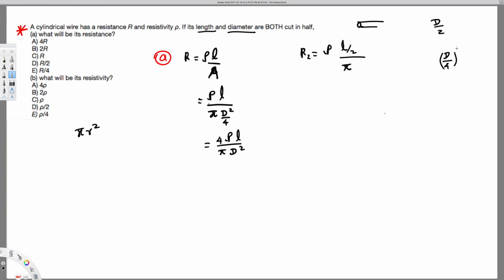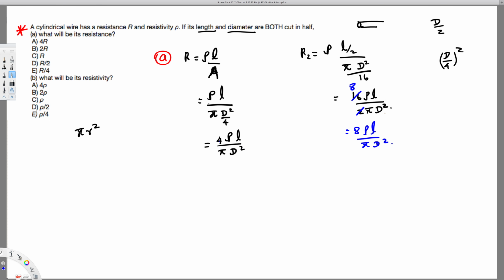If we square this, what will we get? We will get d squared by 16. So this 16 is going to go on top, and also we have 2 here, which goes to the bottom. So this is going to be 16 rho L over 2 pi d squared. Here we can cancel the 16 and the 2 and make it 8. So this is going to be 8 rho L over pi d squared.